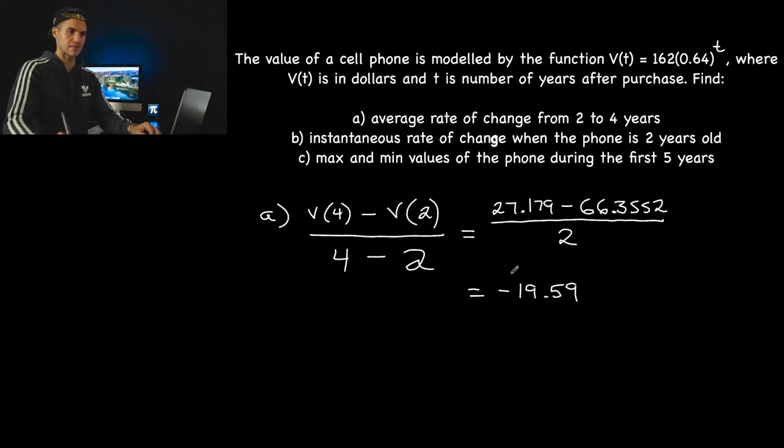And so what units are these? Notice that the dependent variable in this case is the value of the phone, which is in dollars. On average, it is decreasing in value because we got a negative here, which makes sense in the real world. It's decreasing by $19.59 per year on average from 2 to 4 years. So these are the proper units for the rate of change in this particular word problem.